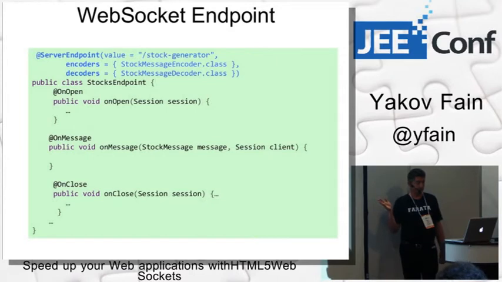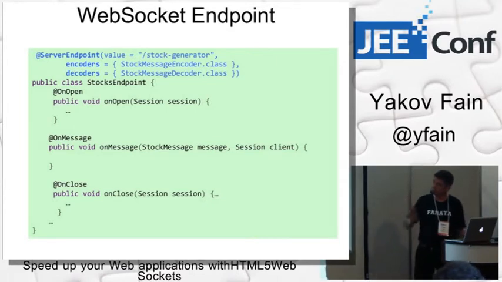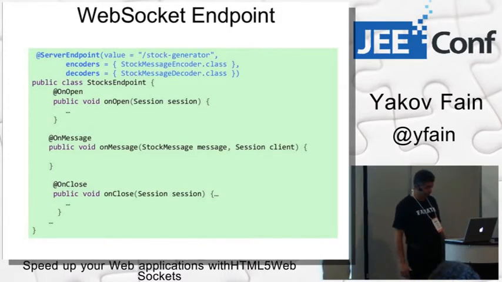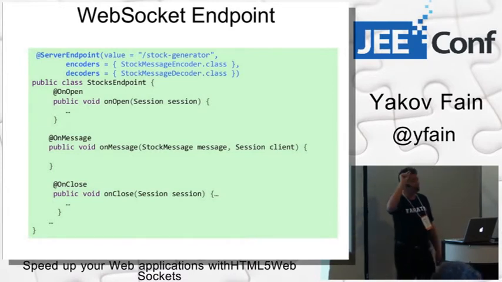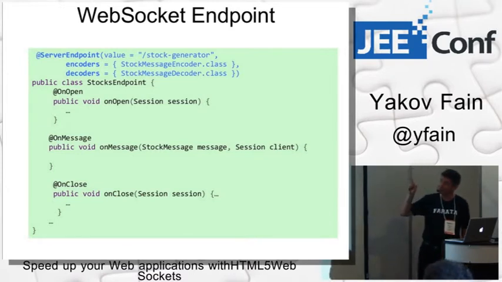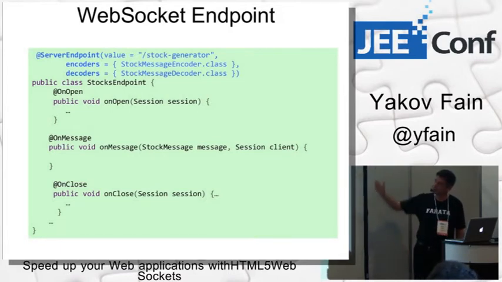This is a good example of how it's done. You are specifying a class that will be your endpoint on the Java side, and you prefix it with an annotation called ServerEndpoint. You give it a value, again, very similar to the JAX-RS idea. So whenever something comes with a URL that contains, in this case, stock generator, it means these are 2 classes for you. The encoder is, in my case, my class that I wrote, the stock message encoder class.